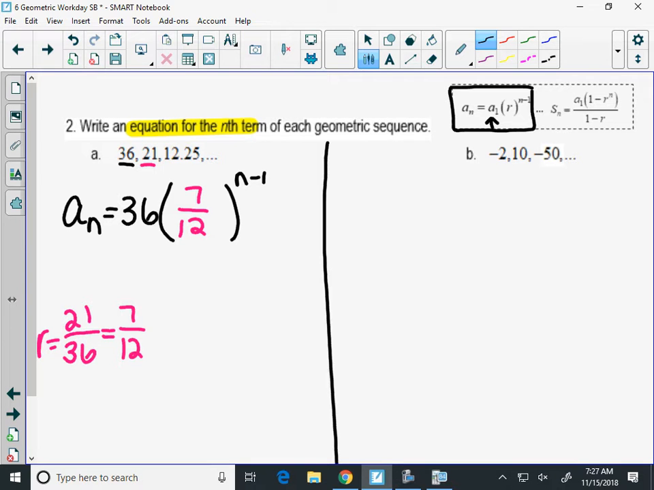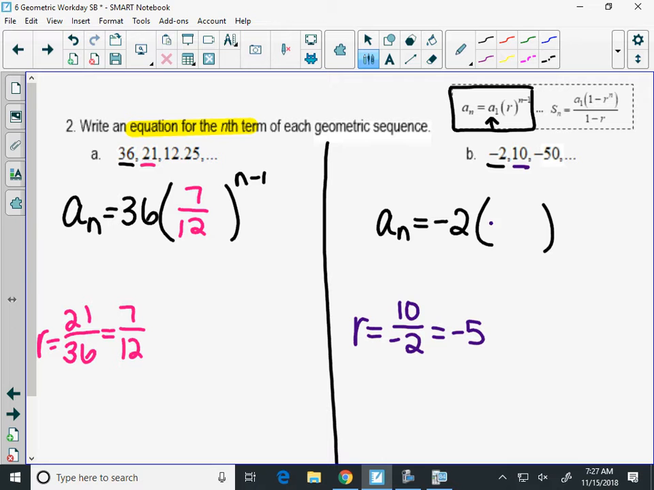We're going to do the same thing for b here. I know that -2 is my first term. So when I write my equation, I'm going to start it with -2. I need to find the common ratio. So since my sign is alternating negative to positive to negative, I know my common ratio is going to be negative. I'm going to take the second term divided by the first term, which is -5. So -5 goes in my parentheses, and then I have the exponent of n minus 1. That's all there is to number 2.